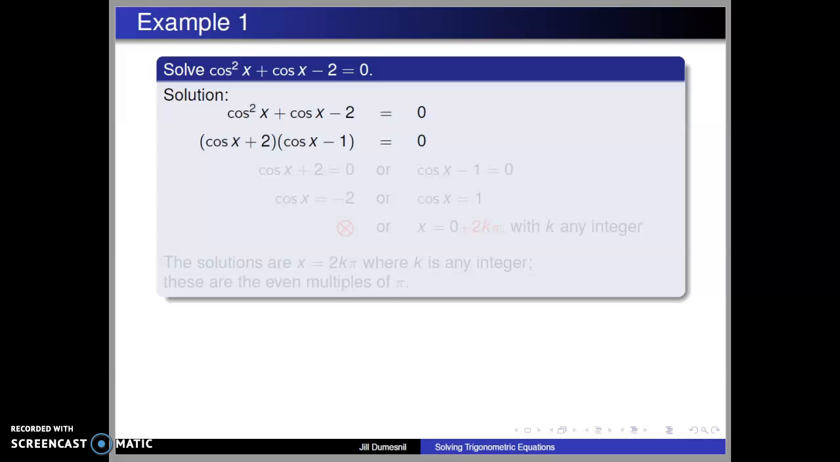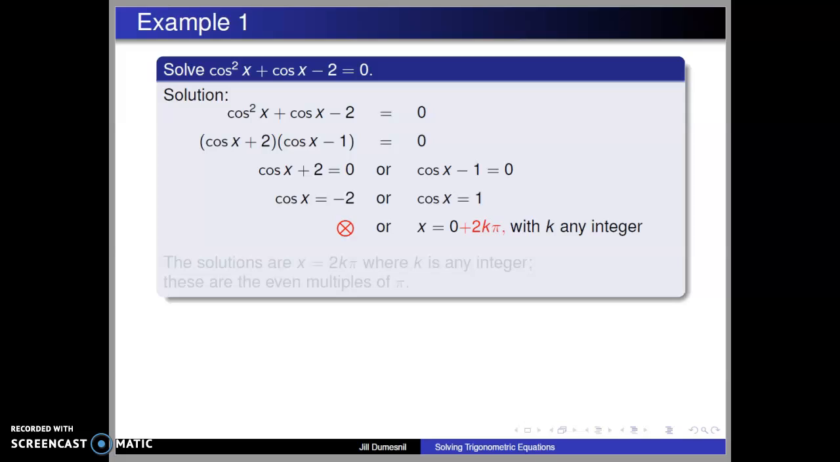Now we have a product equaling 0. So one of the factors must be 0. Now we are back to linear equations in cosine x that we know how to solve. We get that cosine x equals minus 2 or cosine x equals 1.